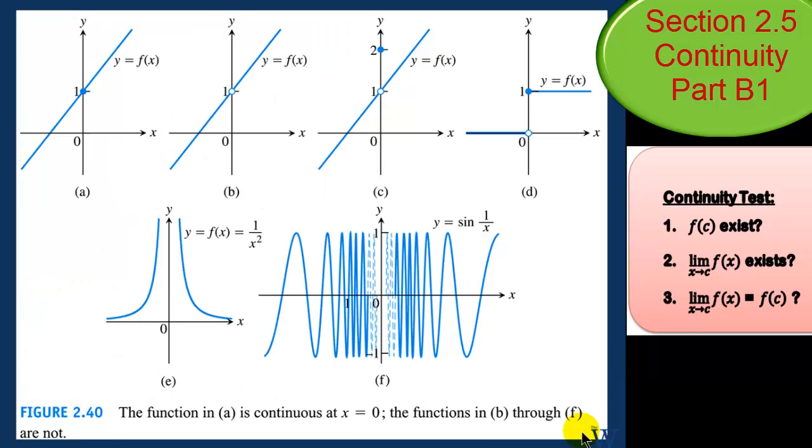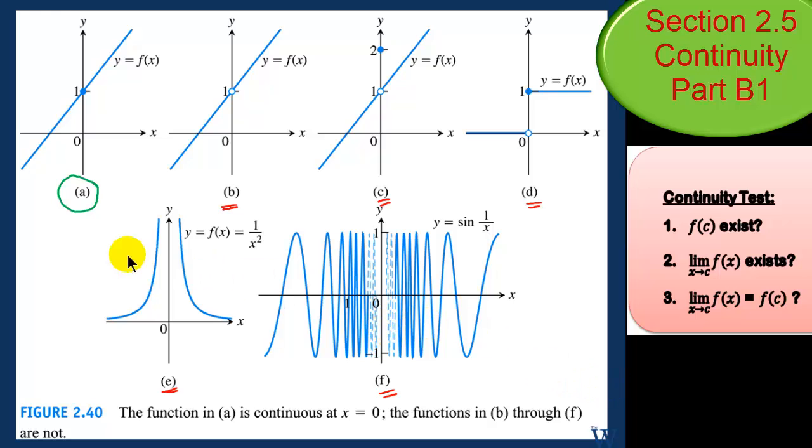Here are just examples of different kinds of functions, and the only function that's continuous here is A. But the rest, B, C, D, E, and F, all of them are not continuous. So this is not continuous at x equal to 0, not continuous at x equal to 0, not continuous at x equal to 0.